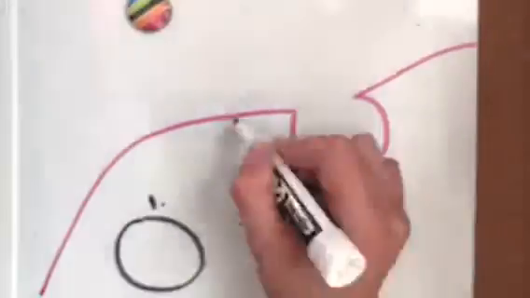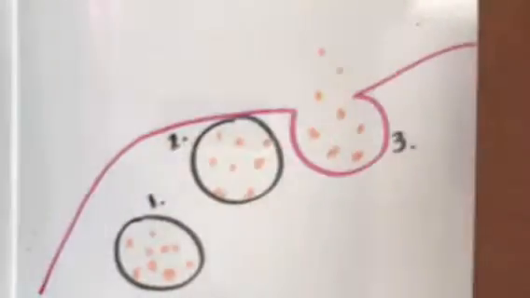Exocytosis is the process in which the cell secretes certain large molecules by the fusion of vesicles with the plasma membrane.